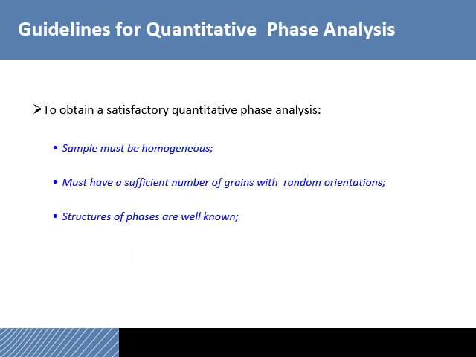So the guidelines for a good quantitative analysis: the sample should be homogeneous. That's actually true for really any kind of sampling or any kind of analytical technique that you do. Sample should always be homogeneous. You must have a sufficient number of grains with random orientations, and I think we talked about the number of particles that exist in a particular sample before, based on the particle size and a function of the sample holder itself. So you want to have a good sample, and the structure of all the phases should be well known to do a good quantitative analysis.